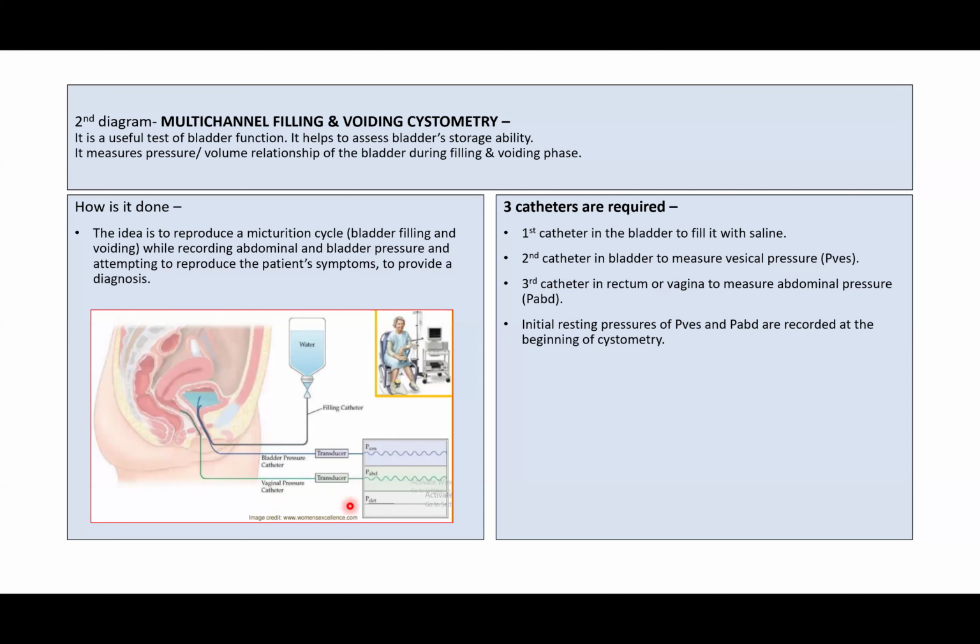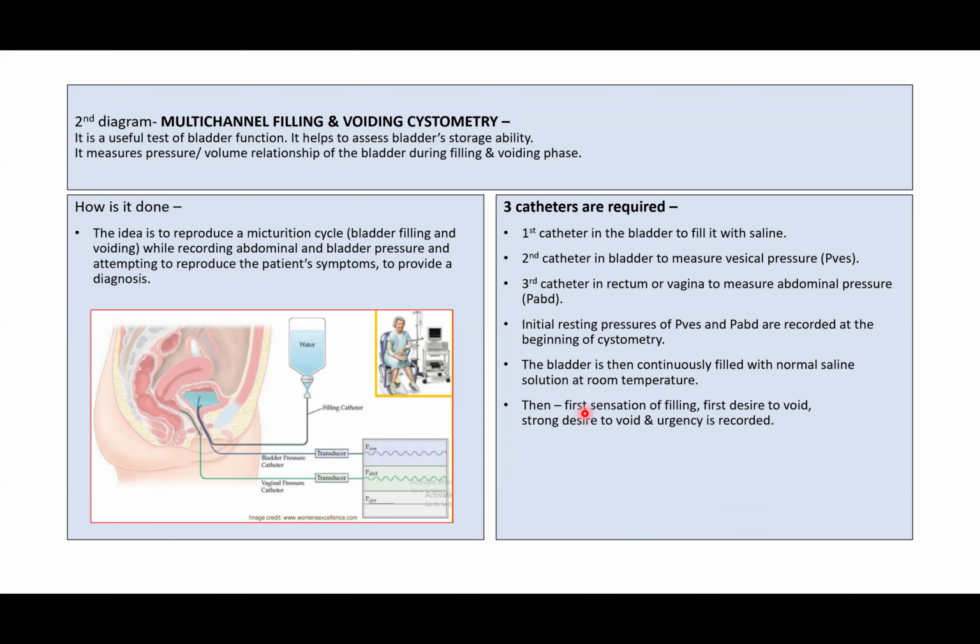Before starting the procedure, we have to measure the resting vesical and abdominal pressures. After that, the bladder is continuously filled with normal saline solution at room temperature. Then we have to ask the patient about 4 things. These are very important. She will tell us about her first sensation of filling, first desire to void, strong desire to void, and urgency is recorded.